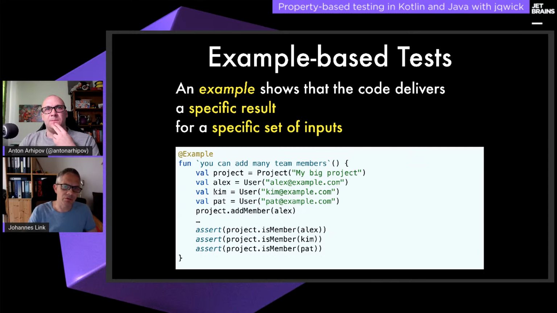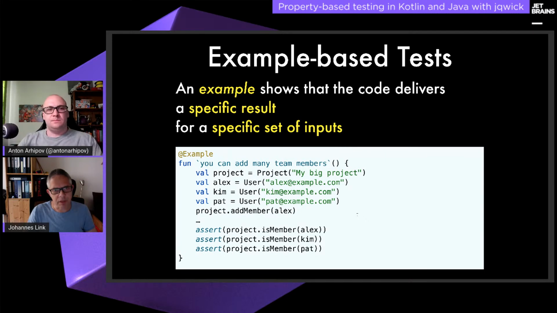This example is a rather mundane one for project management. As you can see in the code, you create a project with a name, and you add members to it, and the members are users, and they have email addresses. Then you check that the members you added are really members of the project.